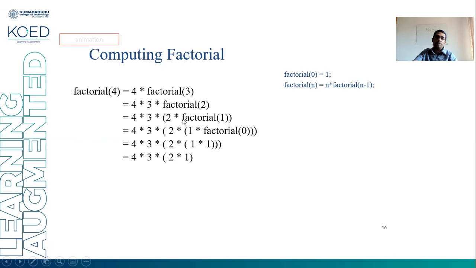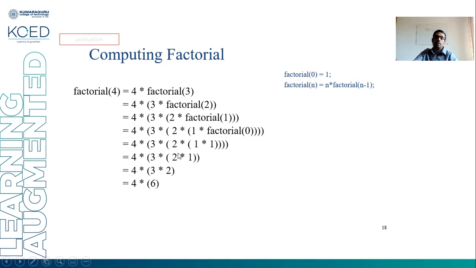Now in this step it will calculate 2 into factorial of 1, and it will return immediately to the outer call. Now what will I calculate? 3 into factorial of 2. 3 into factorial of 2 equals 3 into 2, which equals 6. The 6 is returned to the first call, that is 4 into 6, which equals 24.